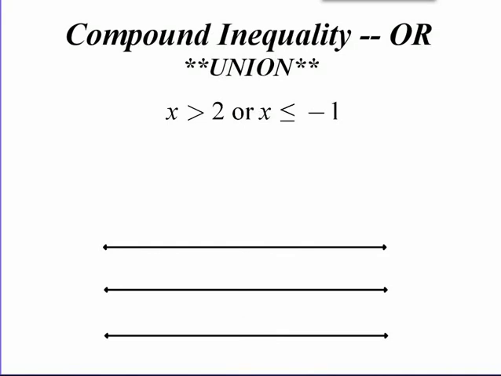Now we're going to talk about unions. They use the word or. Now the word or doesn't mean both things have to occur.